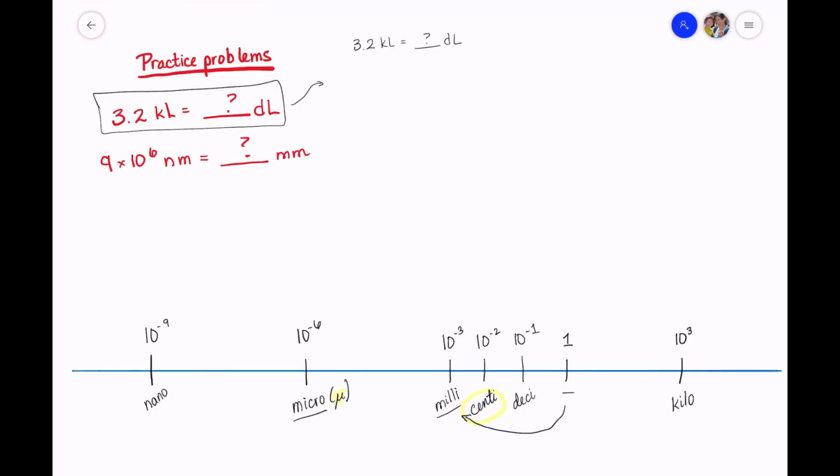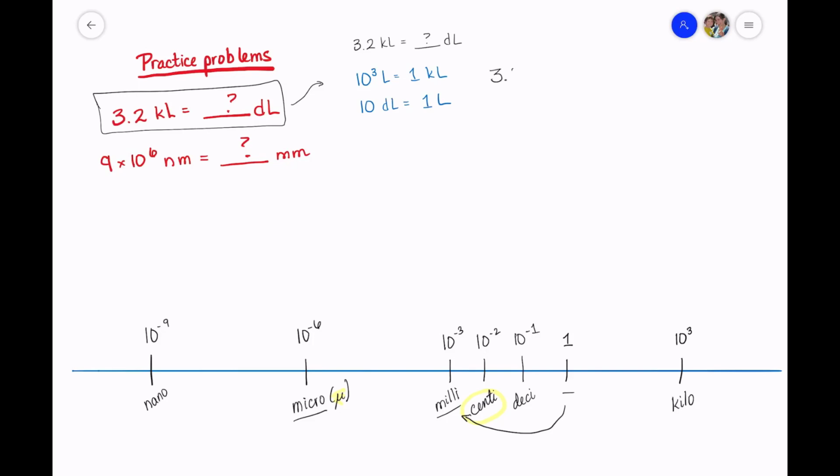Let's start with the first problem. We need to set up the conversions that we're going to apply first. So I have kilo and deci, so I'm going to set those up. Now I'm ready to get started.